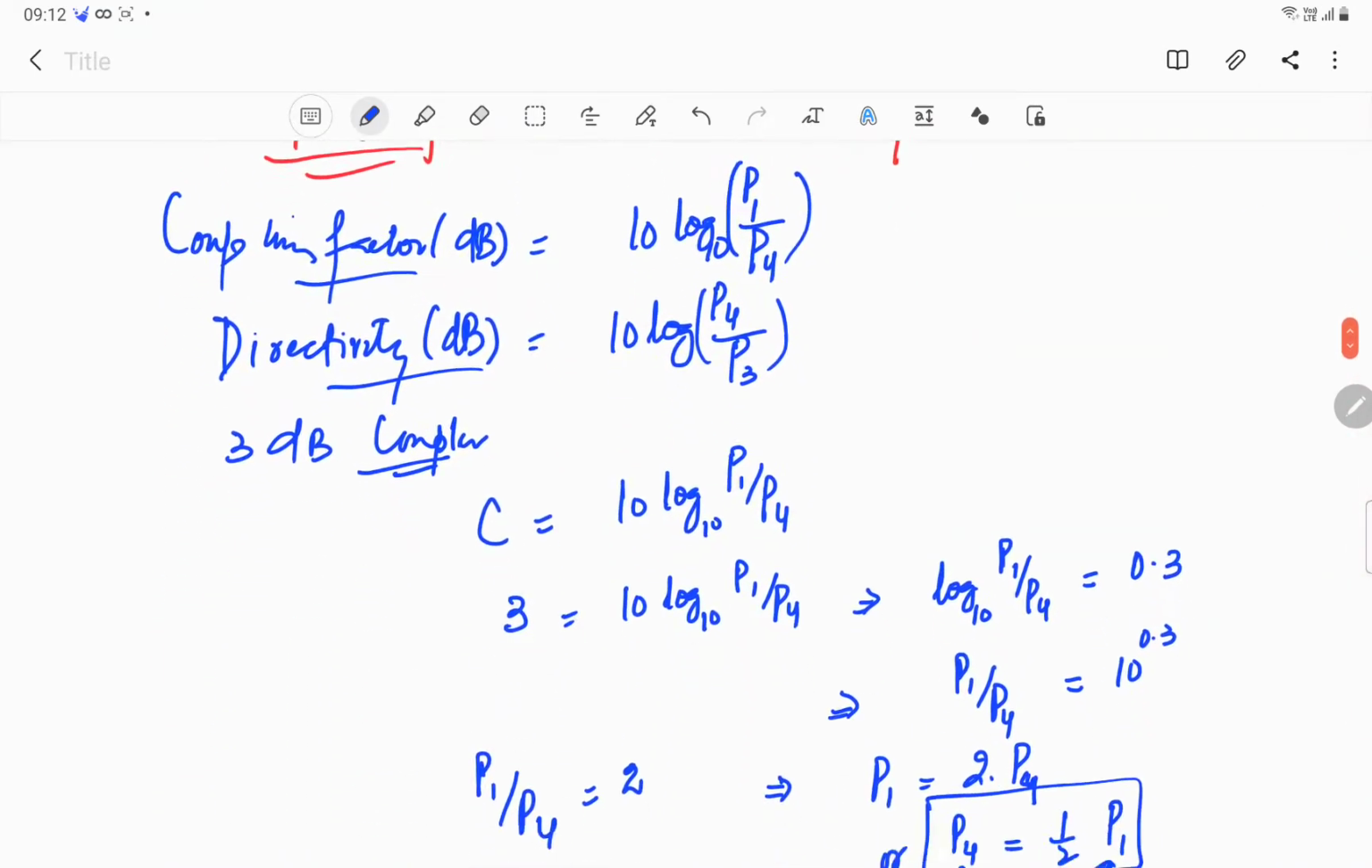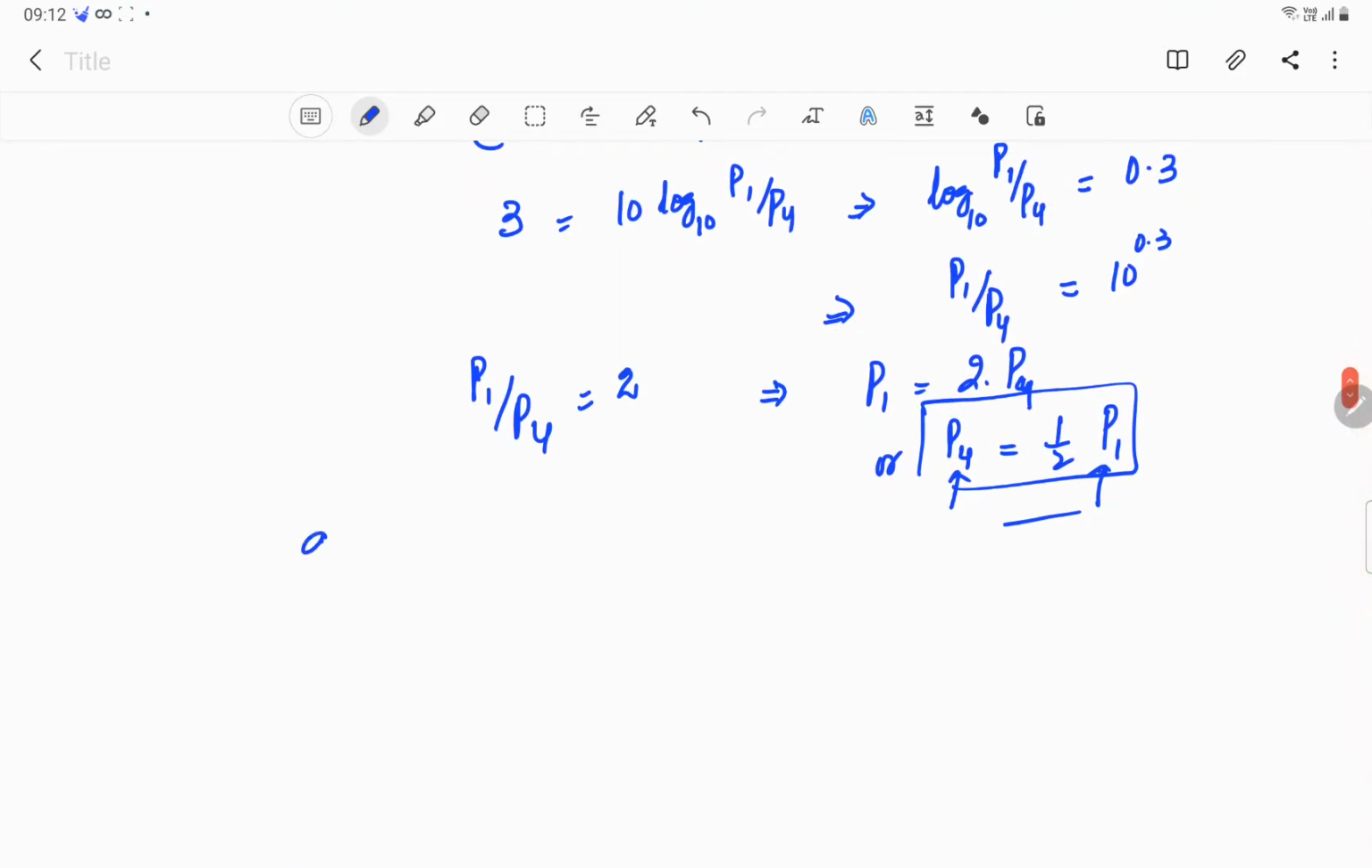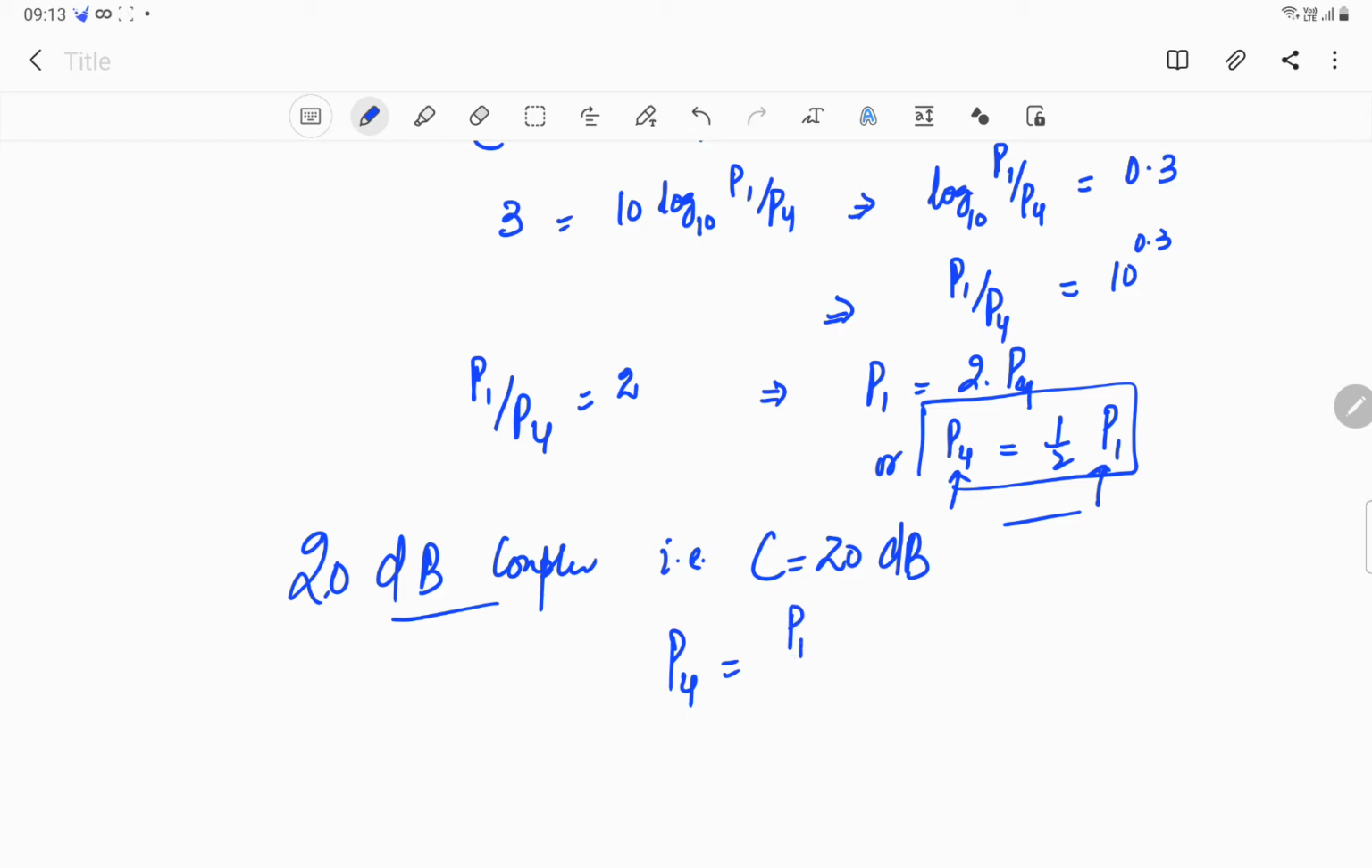Likewise, for a 20 dB coupler, we can use the same formula. For a 20 dB coupler, that is C is equal to 20 dB, P4 would be P1 upon 100. So 1/100th of the power fed at port 1 is being received at port 4 for a 20 dB coupler.